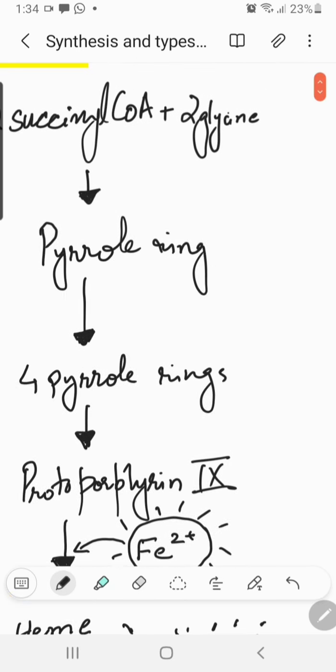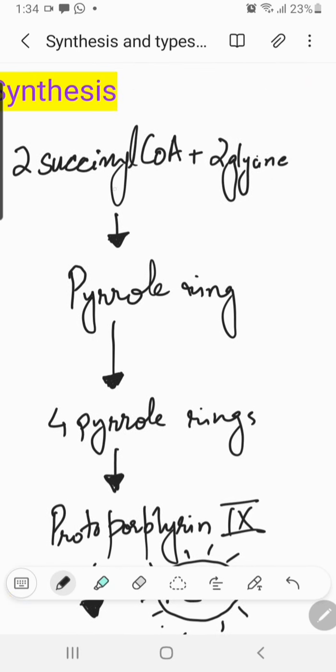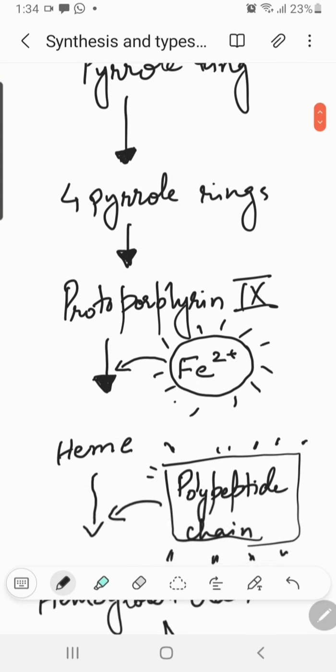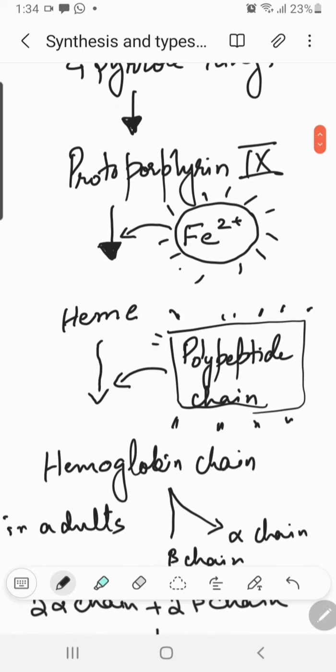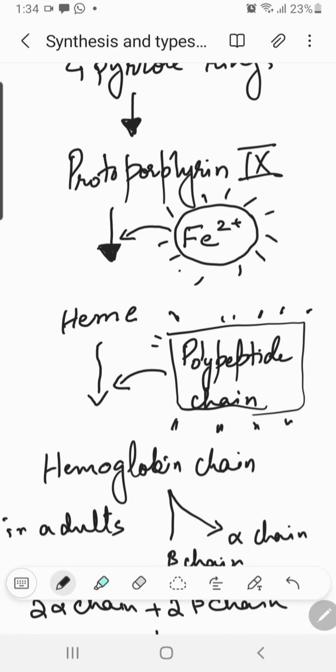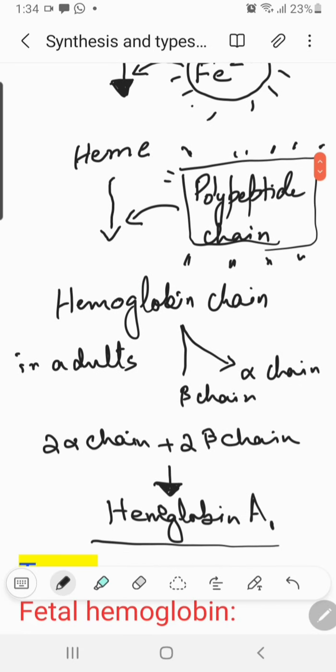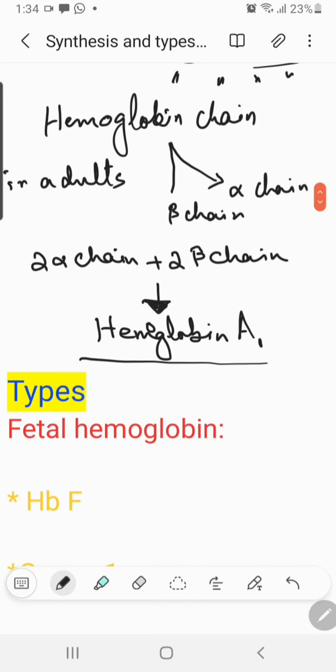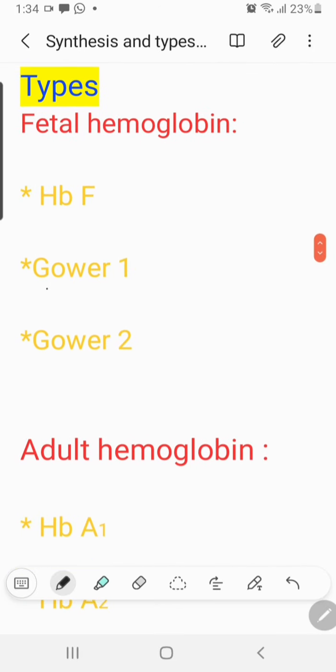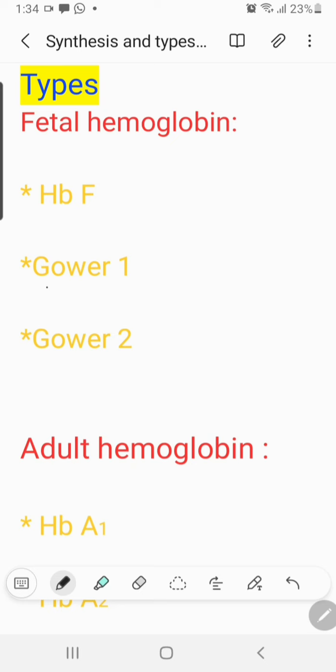Let us just revise it: two succinyl CoA plus two glycine form a pyrrole ring, and four pyrrole rings then combine to form protoporphyrin 9, which combines with a ferrous ion forming a heme molecule, which combines with a polypeptide chain giving a hemoglobin chain, and two alpha and two beta chains combine together to form hemoglobin A1.